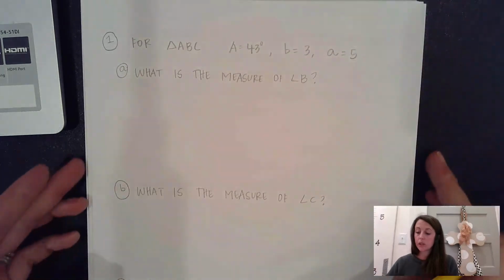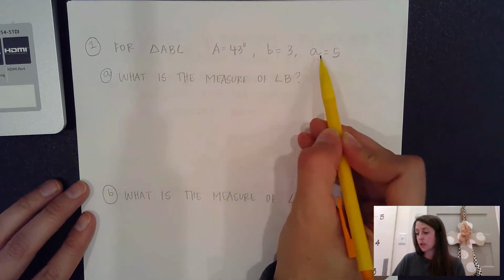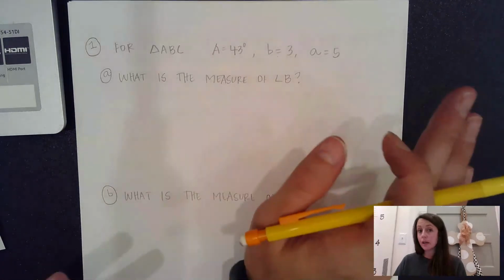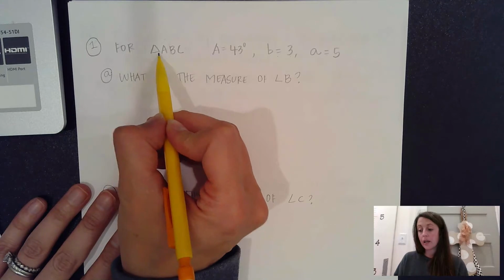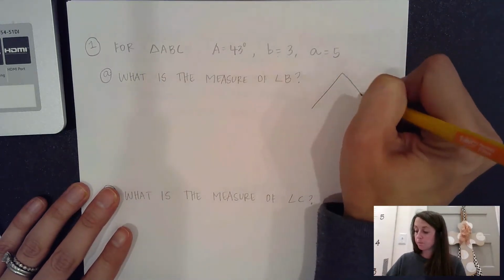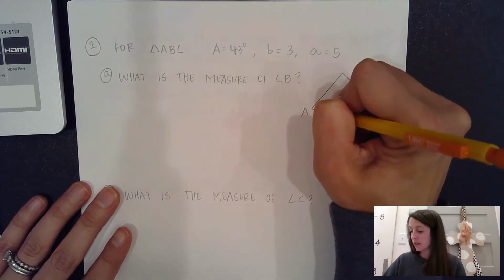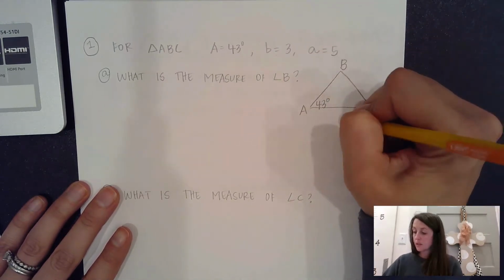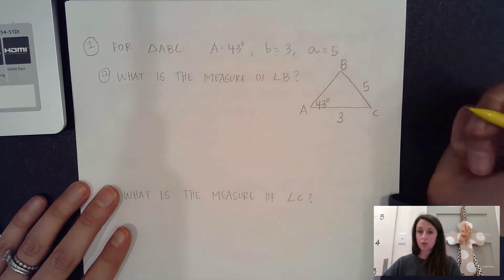It says for triangle ABC, angle A is 43 degrees, side B is 3, and side A is 5. We're assuming that this is not a right triangle because it doesn't say it. If it's a right triangle, it's going to say for right triangle ABC. So it will tell you. Let's draw a little triangle. Angle A is 43 degrees, side B is 3, and side A is 5. Remember, it's always across like this.